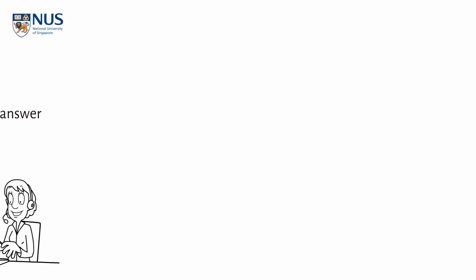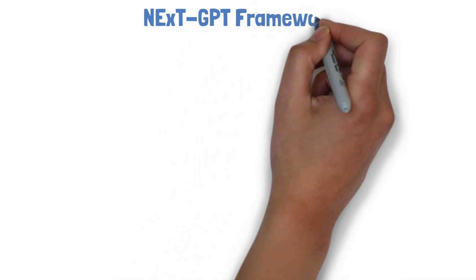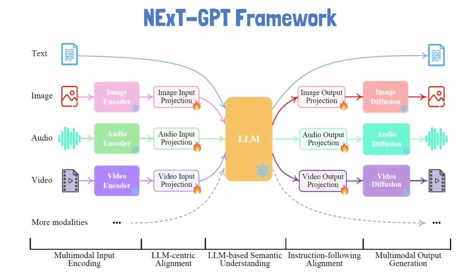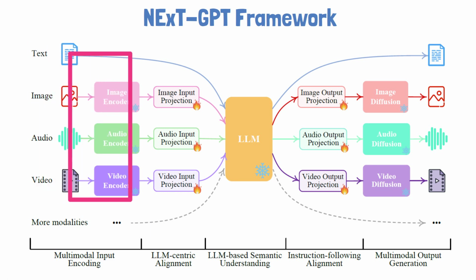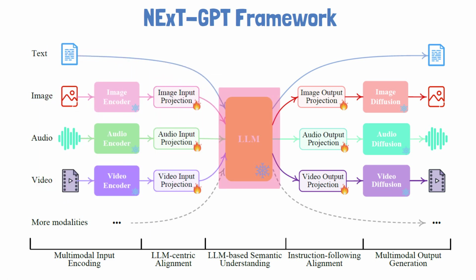Let's start by reviewing the NExT-GPT framework with the following image from the paper. On the left we see the possible input modalities of text, image, audio and video. In the center we have a large language model, which is the core of the framework, and we want it to process the input from all modalities and guide the generation of outputs for all modalities. So how does NExT-GPT overcome that? The NExT-GPT system consists of three main tiers.